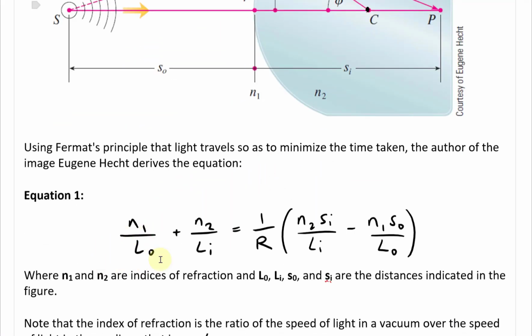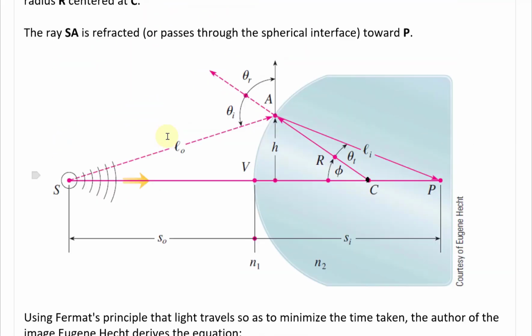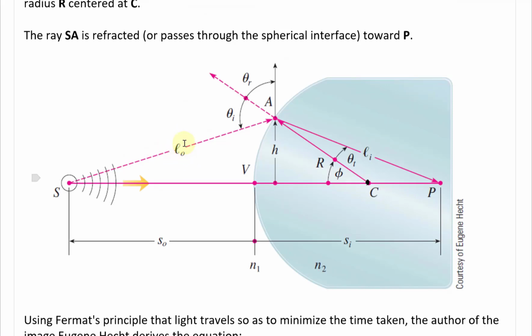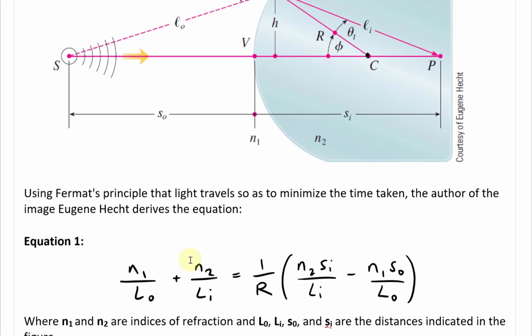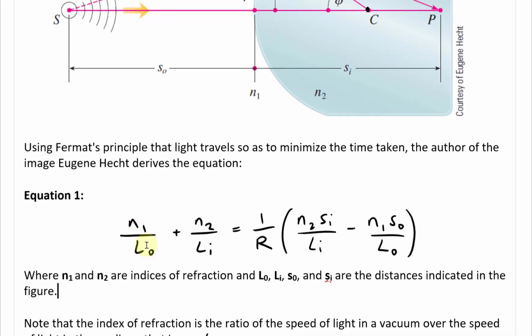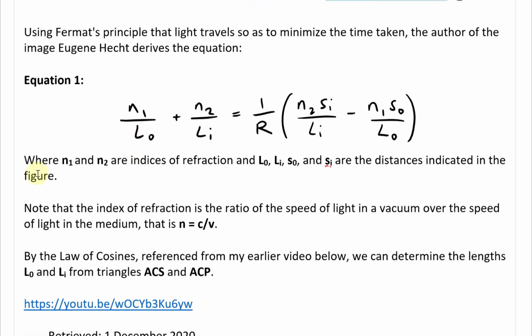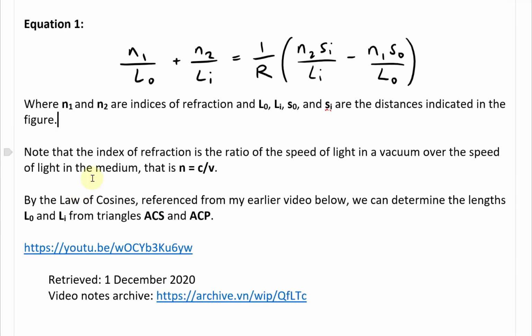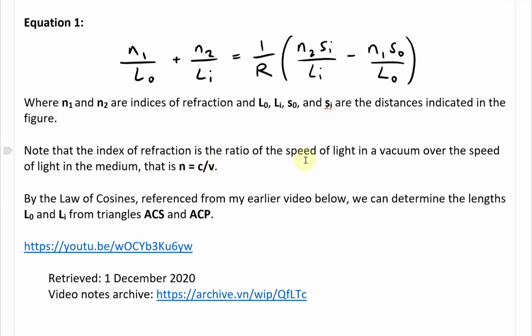And I'm writing this as capital L just because I've never written L like this, and it just seems a bit too ambiguous when I try to put L in. I can't put it in lowercase because it looks like a 1. So I just put capital L like that. So anyways, those are the distances. And also going further, note that the index of refraction is the ratio of the speed of light in a vacuum over the speed of light in the medium. So that is n equals c over v.